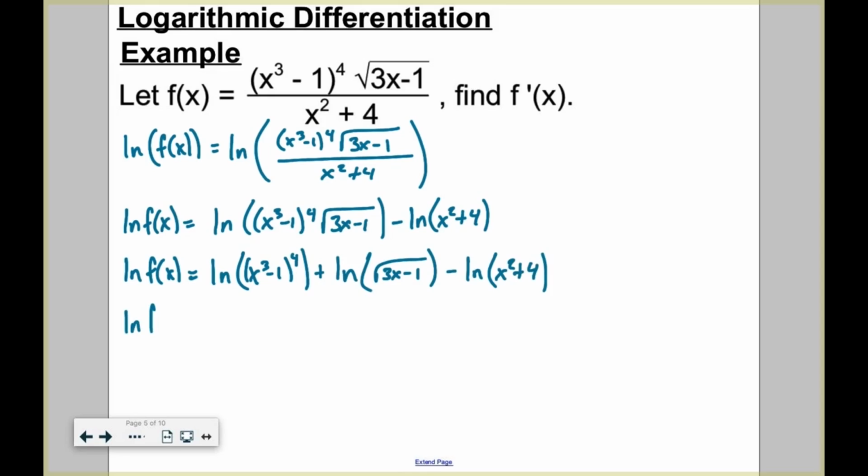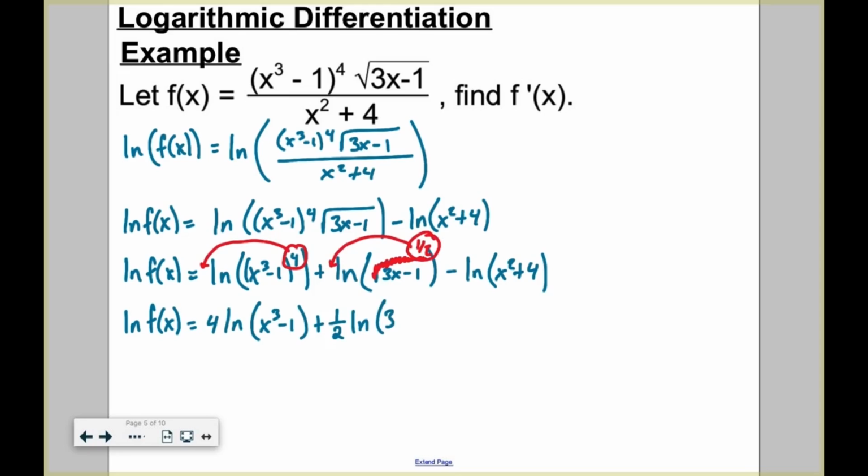So we're going to have the natural log of f of x is equal to, I can take this 4 and bring it to the front. So we're going to have 4 times the natural log of x cubed minus 1 plus, remember we can rewrite anything that has a square root as being to the 1/2 power, which we can also now bring to the front using that logarithm property. So 1/2 times the natural log of 3x minus 1 minus the natural log of x squared plus 4.